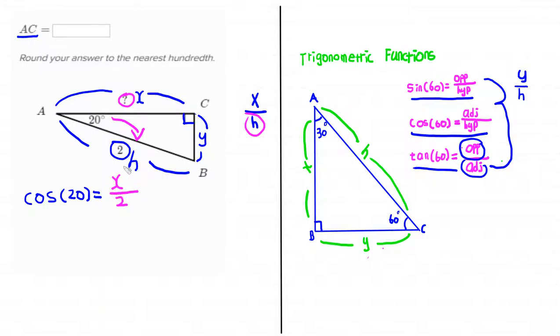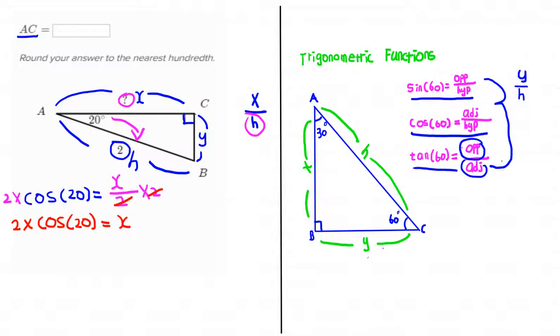And we need to find x, so we need to isolate x on the right side. That means we need to move all the expressions to the left side, so we multiply by 2. So this term will cancel out, and you will be left with 2 times cosine of 20 equal to the x value.